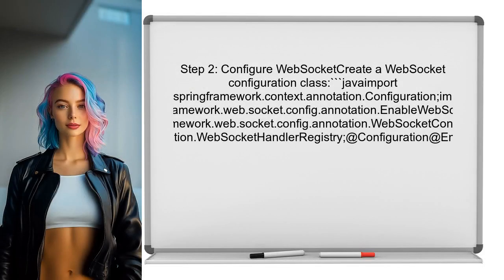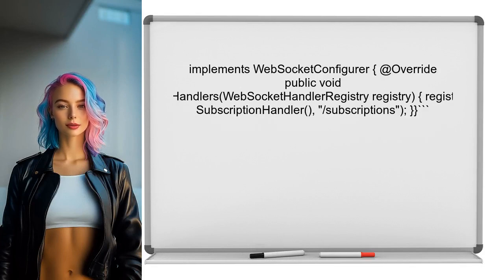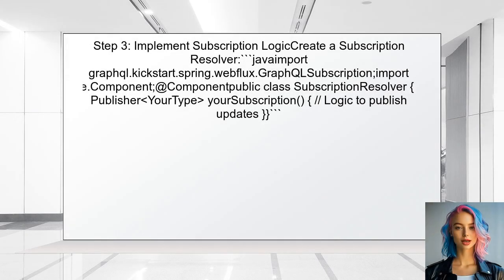Next, the user needs to configure the GraphQL subscription endpoint. This is typically done by creating a WebSocket configuration class that enables WebSocket support in the application. Now, the user should implement the subscription logic. This involves creating a subscription resolver that defines how to handle subscription requests and publish updates to subscribers.